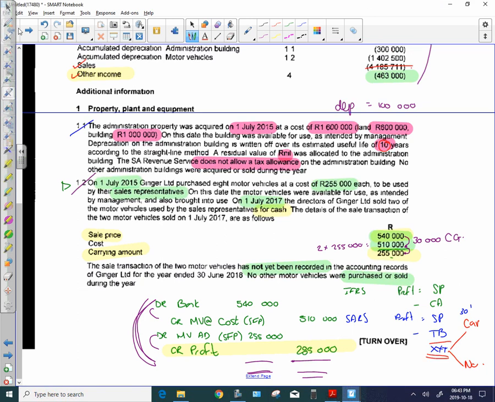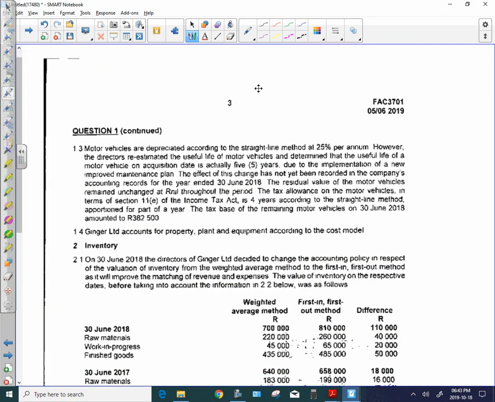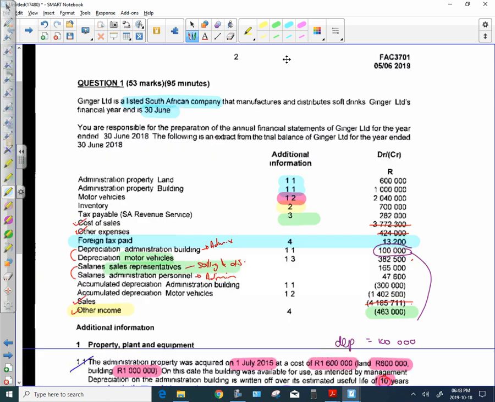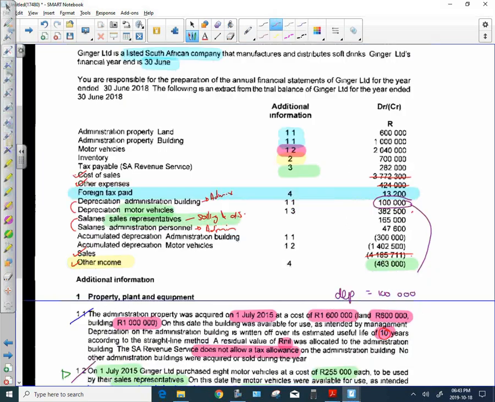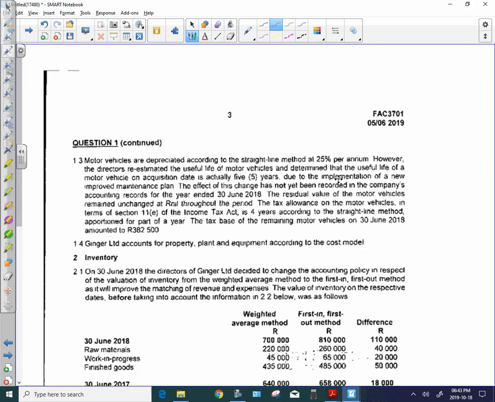All right, then in terms of question 1.3, they continue on this whole motor vehicles thing. Just quickly, what I want to point out is when we were looking at our trial balance, they did actually give us the depreciation for the motor vehicles. So we know that though the sales transaction has not been accounted for, depreciation has in fact been accounted for. And for 1.3, they actually asked me for the journal entry. So for this one, a journal entry needs to be done.